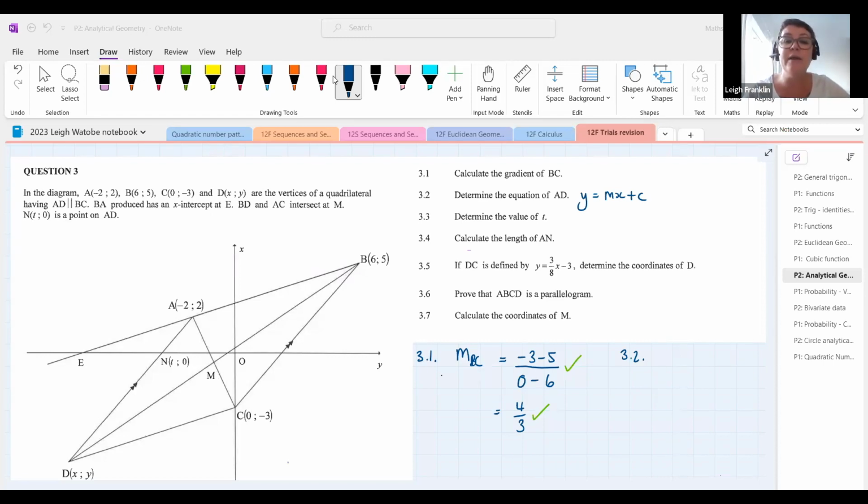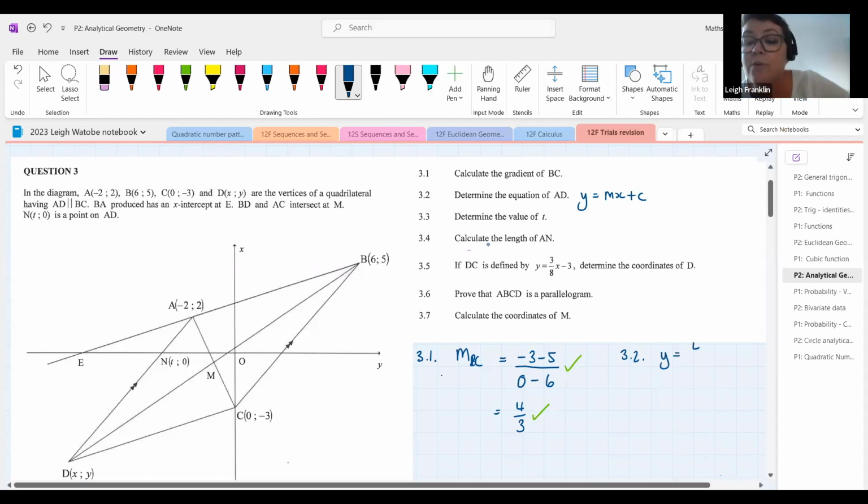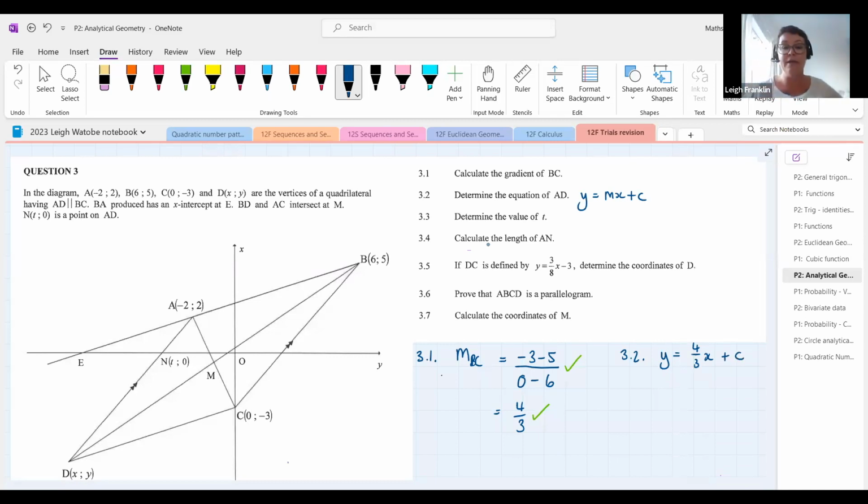The problem with calculating the gradient of AD, of course, is that we don't know the coordinates of D. So what Nhlanhla was saying is indeed correct. Remember, AD is parallel to BC, and parallel lines have the same gradient. Absolutely. So what am I going to do with that 4/3? I can sub it into y equals mx plus c. So I'd end up with y equals 4/3 x plus c. What do I need to do now?